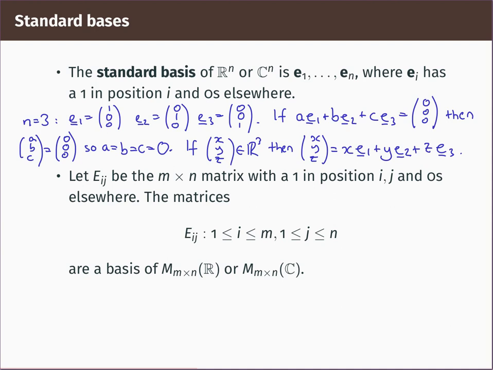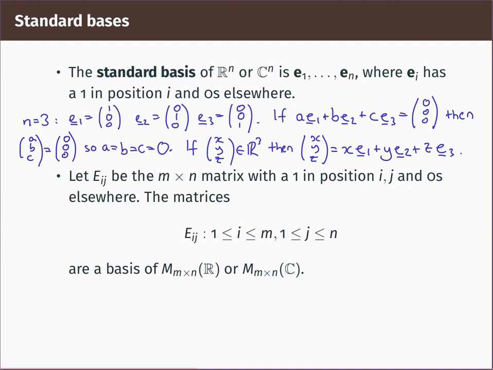To describe that basis, we look at the matrix E subscript ij, which means the m by n matrix with a 1 in position ij and zeros elsewhere. And then all such matrices, in some order, form a basis for the vector space of m by n matrices.